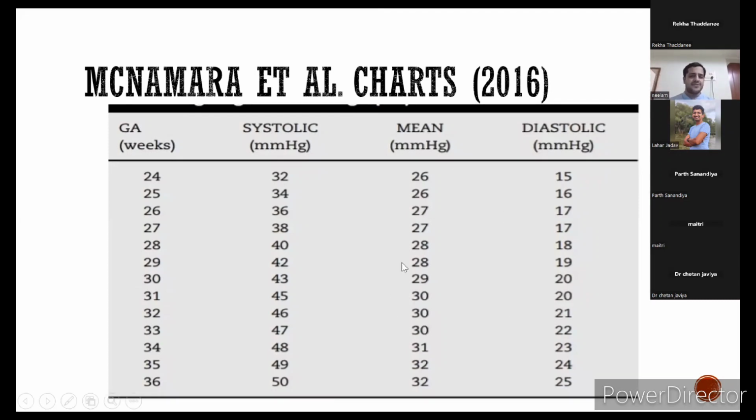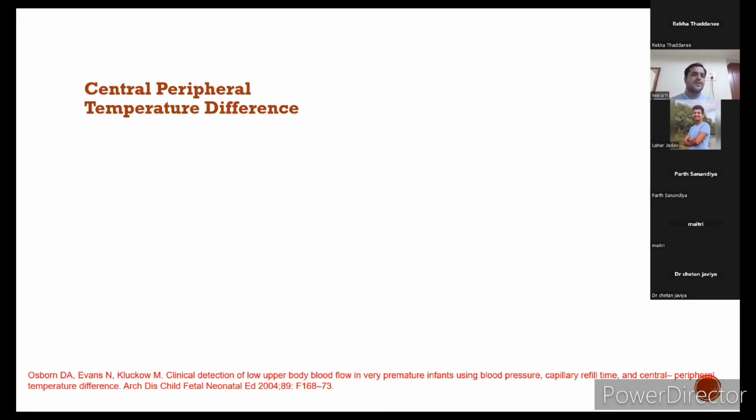So this was about the blood pressure and the blood pressure cutoffs. Then coming to the other parameters which I listed out initially. One is the core periphery temperature difference, or the central peripheral temperature difference.